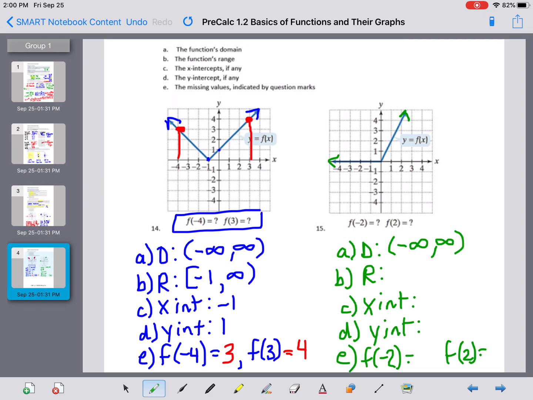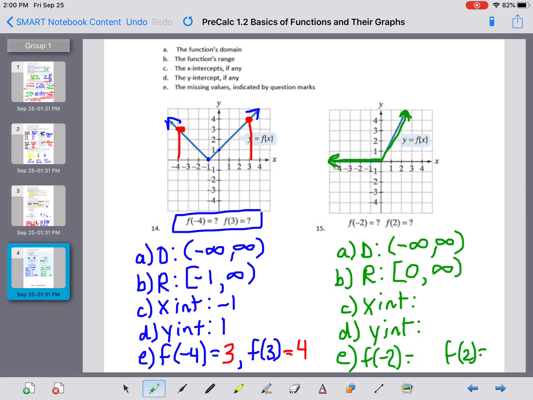My range, which y values will be used? Well, I definitely look like I'm plateauing here, and it doesn't look like it's slanting down at all. So it looks like the smallest y value used is 0, and it's included. Then it extends up and keeps going forever, so it looks like I would go to positive infinity.